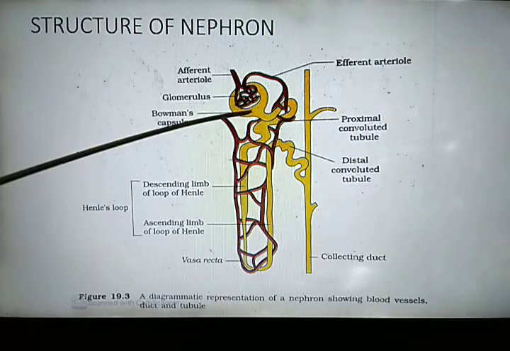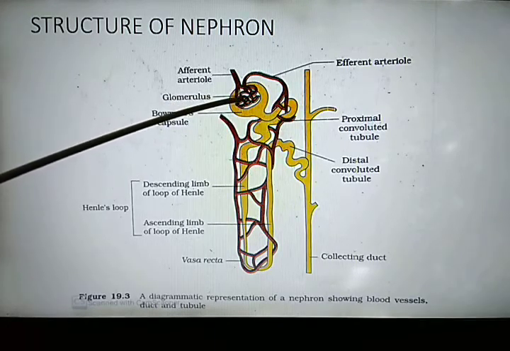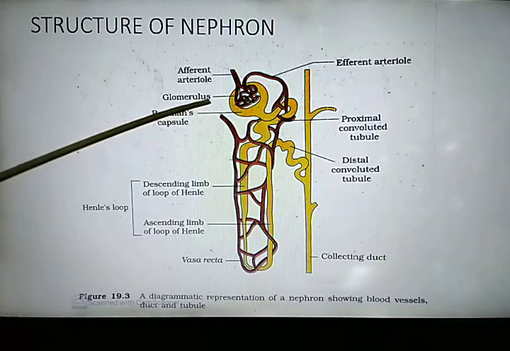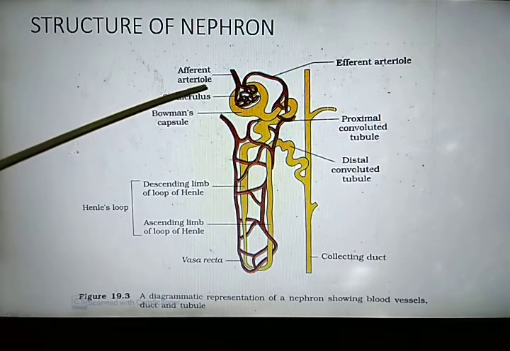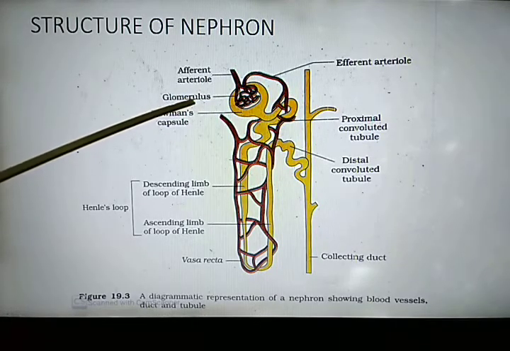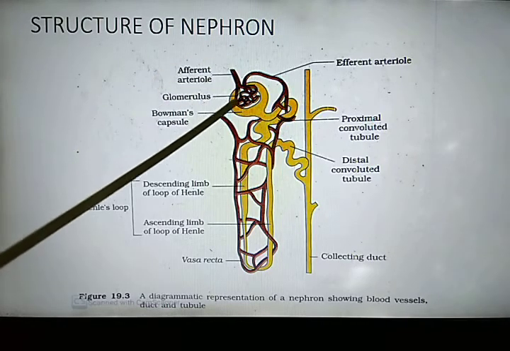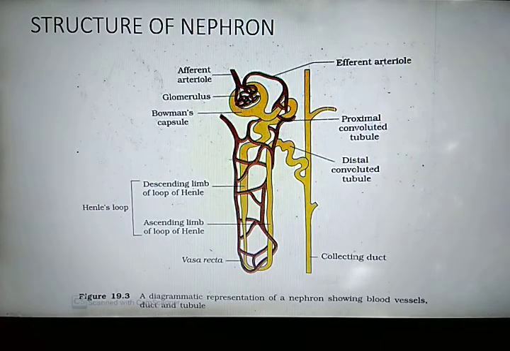And what is the function of glomerulus? Glomerular filtration takes place inside the glomerulus. About glomerular filtration, we will study in detail later on. Now, next part is renal tubule. The first part of renal tubule is Bowman's capsule.